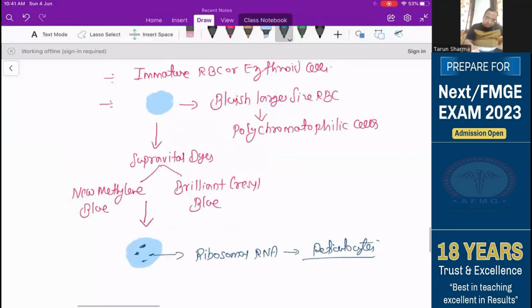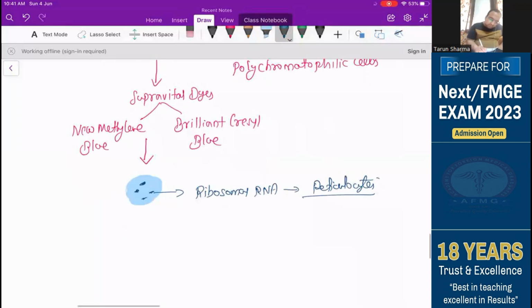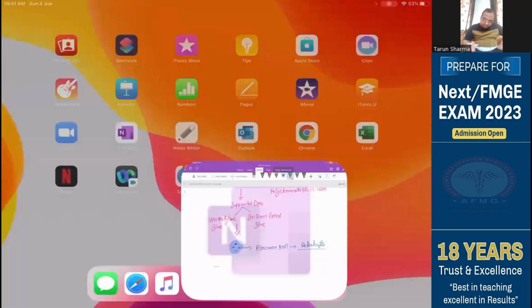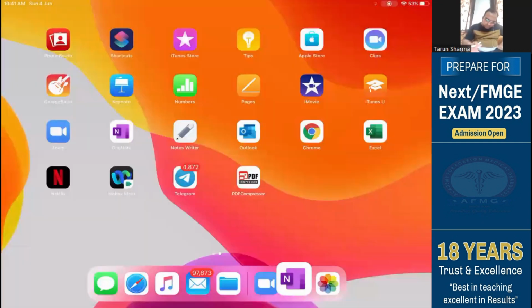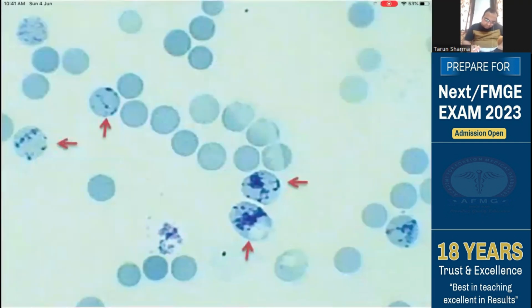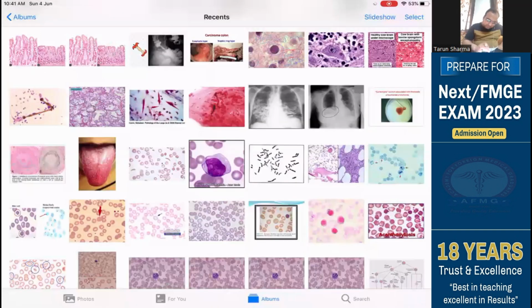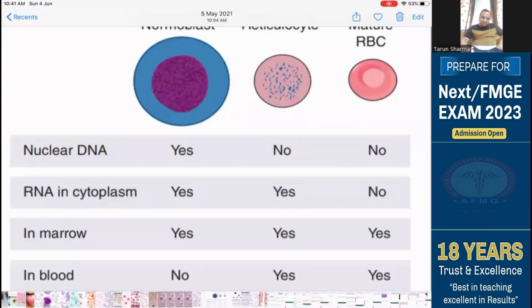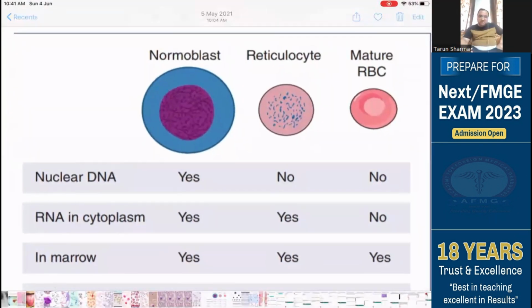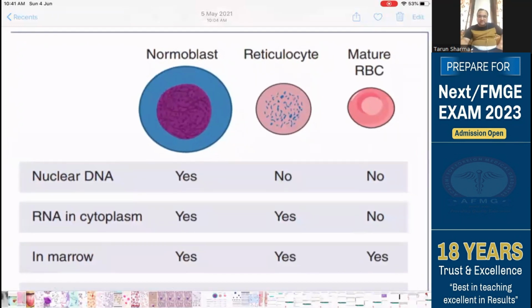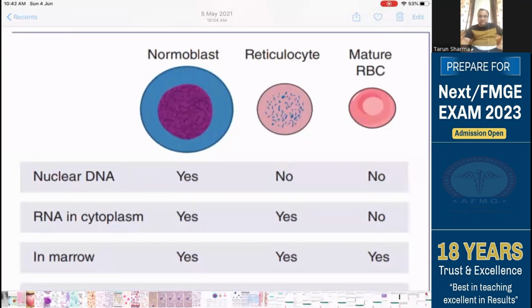So remember, if you want to differentiate reticulocytes from the RBC, what are the differentiating points between the reticulocytes and the mature RBC? The most immature cells in the bone marrow are called normoblasts. Normoblasts get differentiated into reticulocytes in the marrow, and reticulocytes finally become the mature RBC. So what's the differentiating point?